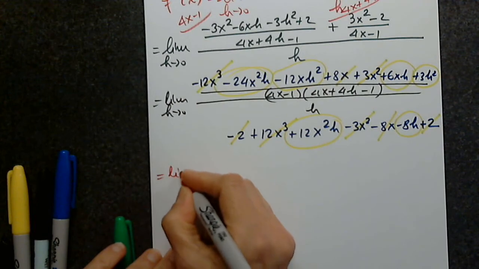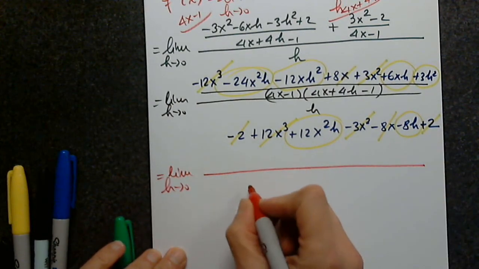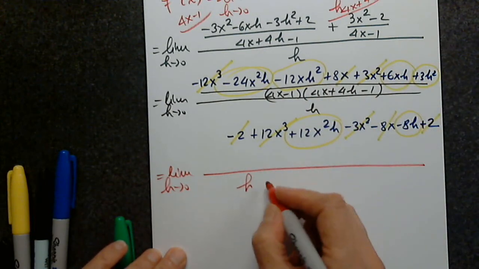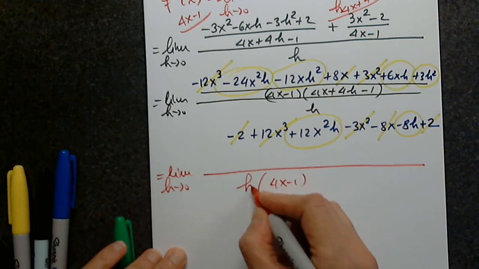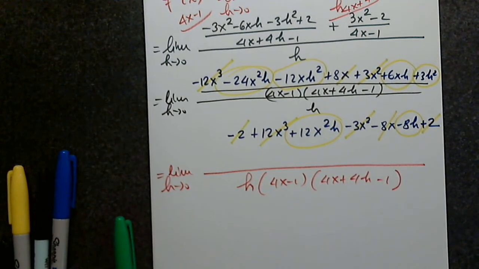So this is the limit as h approaches 0. I copy the denominator first, which I flipped, h now, 4x minus 1, 4x plus 4h minus 1. And now I go back to the numerator and write those terms.